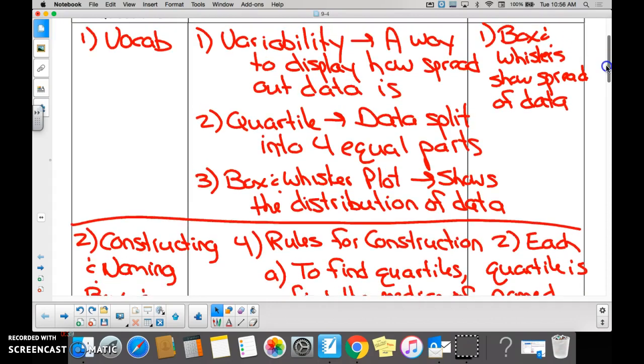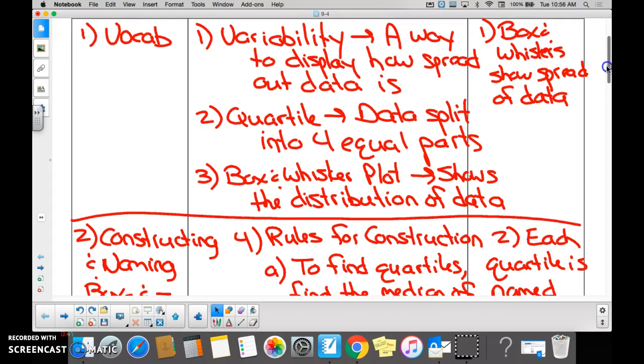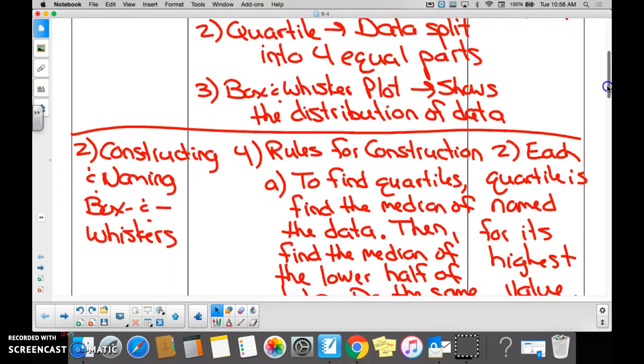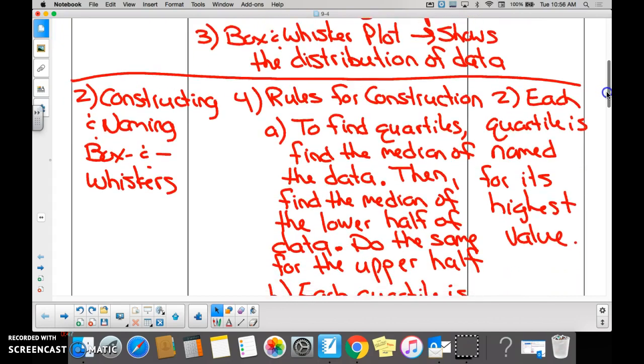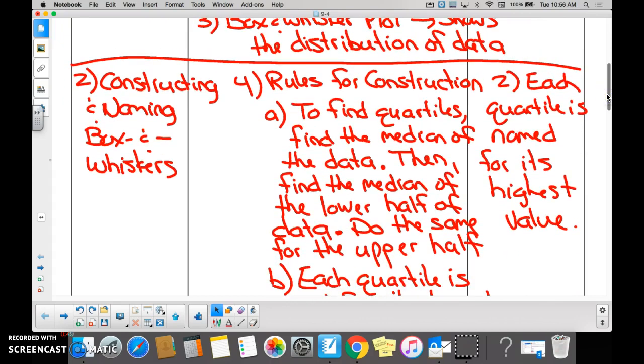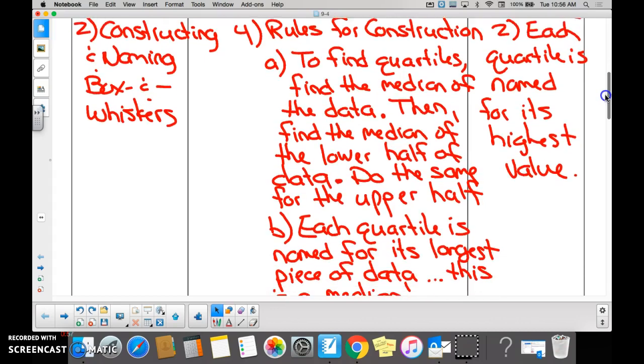Another name for a box and whisker plot is a box plot. Probably not going to be constructing many box and whisker plots in your time. You're mostly going to be analyzing them. But I do believe that if you can construct them, you'll understand how they work a lot better. So that's why we're spending time constructing them.